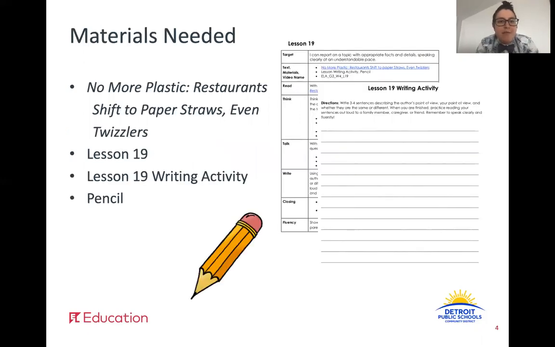Let's make sure that you have everything you need for today's lesson. Make sure you have a copy of our text, No more plastic, restaurants shift to paper straws, even Twizzlers. One last reminder, it's in your ELA packet on page 46. You'll also need a copy of lesson 19 and the lesson 19 writing activity on pages 57 and 58 of your ELA packet. And of course, you're gonna need your pencil for writing. Pause the video here and make sure you have all those materials that we need for today's lesson.